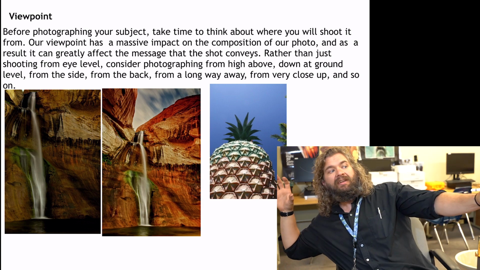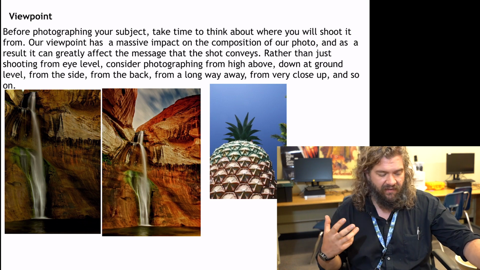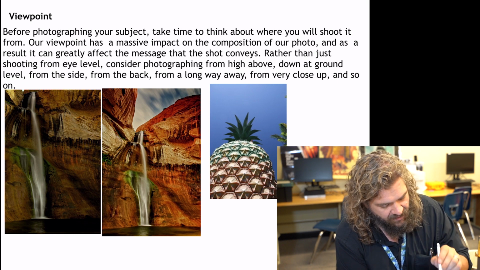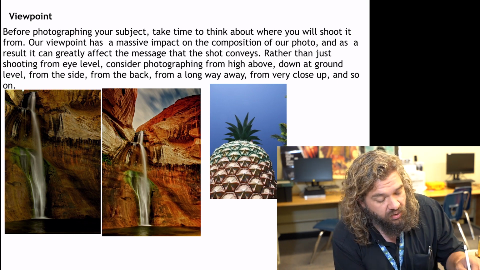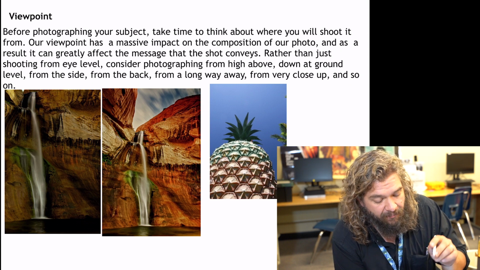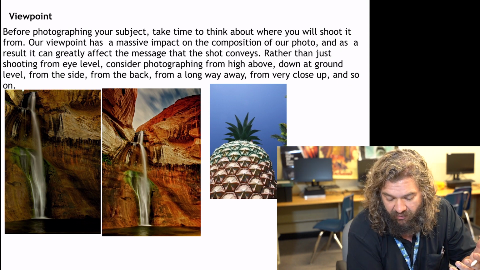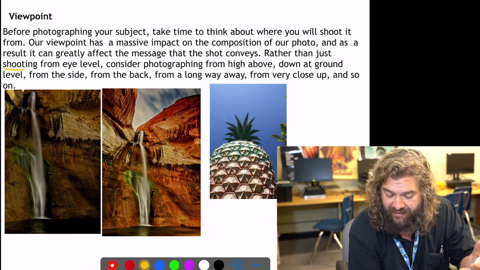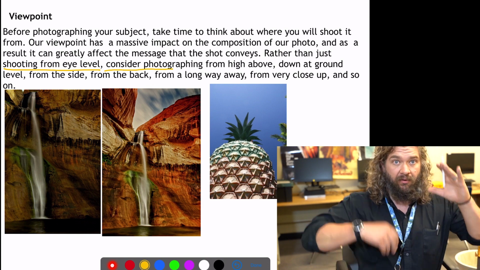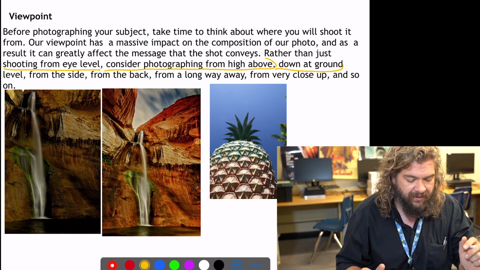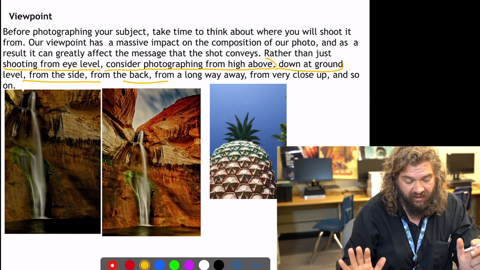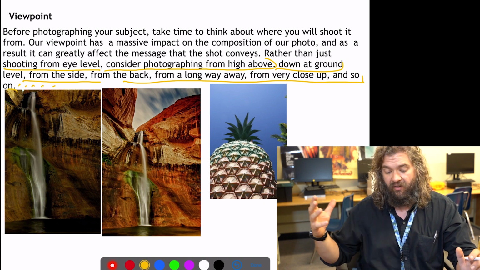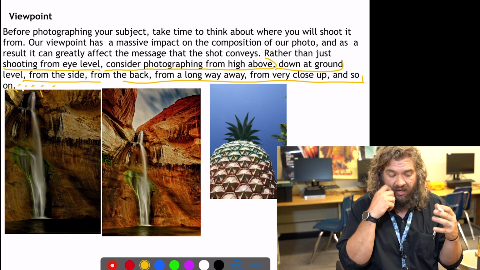If I step back, now it's about the environment and that cup existing in the environment. Notice here, so viewpoint. Before photographing your subject, take time to think about where you should shoot it from. Our viewpoint has a massive impact on the composition of our photos, and as a result, it can greatly affect the message that the shoot conveys. Rather than just shooting from eye level, not where I'm sitting, but eye level where you're standing, consider photographing from high above, down at the ground level, from the side, from the back, move around objects, from long away, from very close up, and so on, so you can kind of create a different environment.